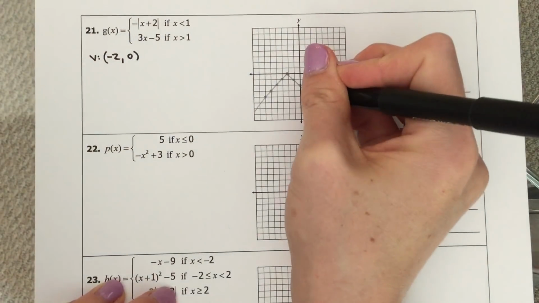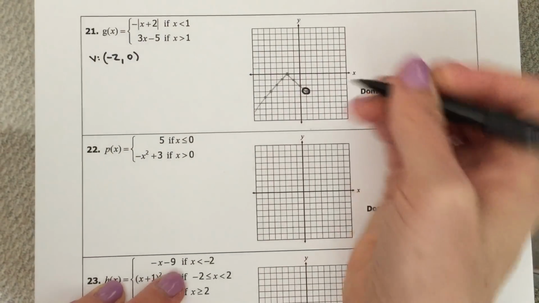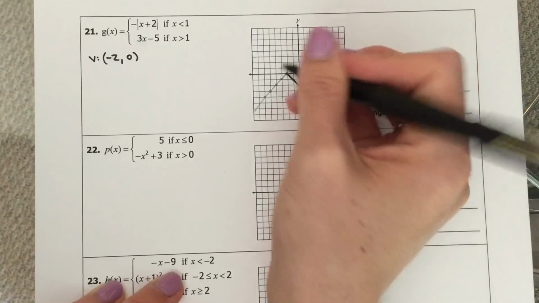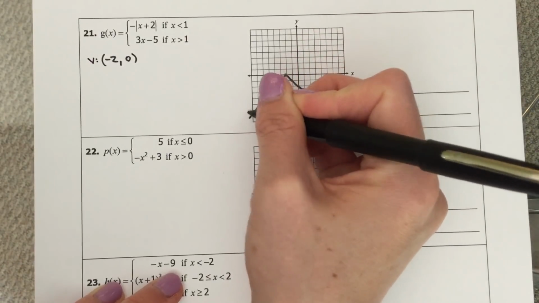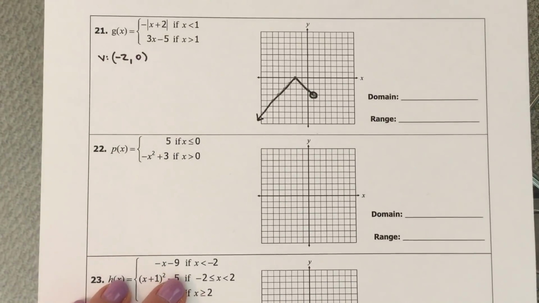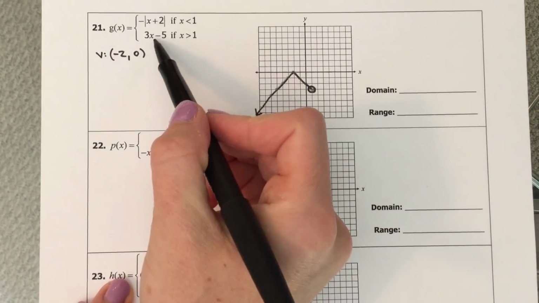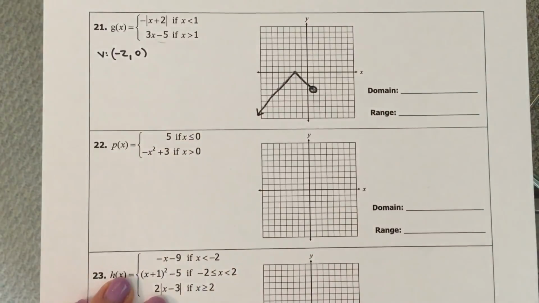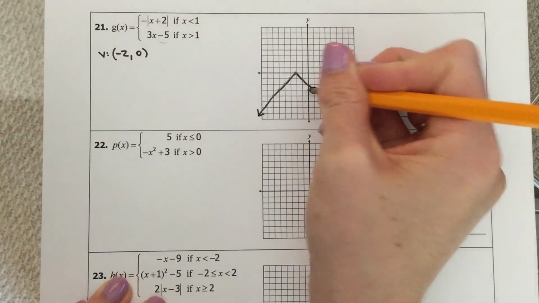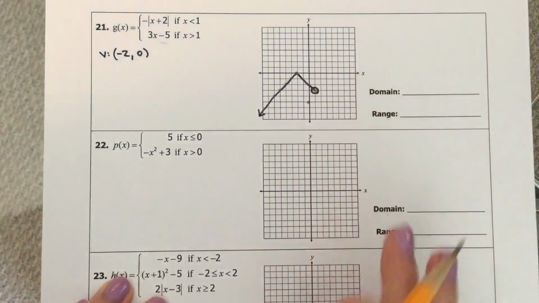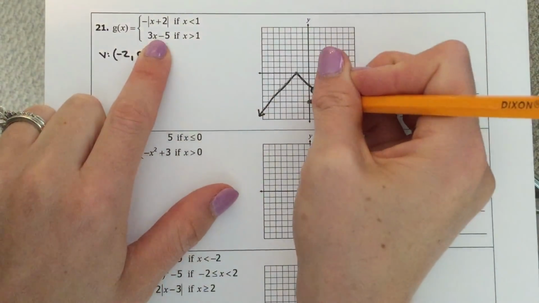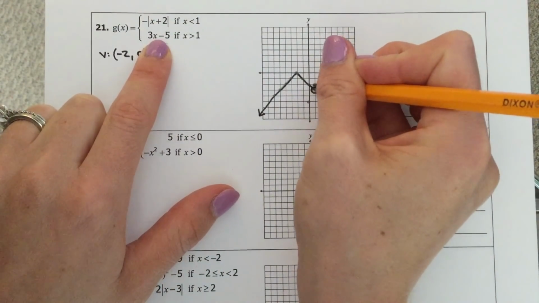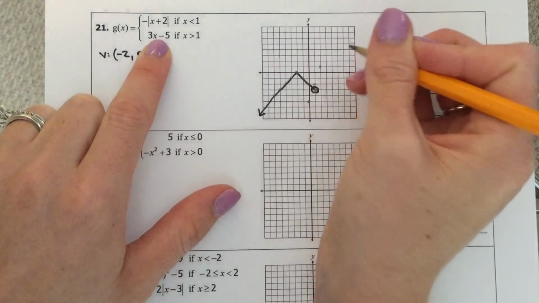So now let me sketch in what I have. So open circle, and then all of these values that are less than an x value of 1. So that's the first part, my absolute value graph. Second part is this linear graph. So I start with a y-intercept at -5. So I go down here. And then my slope is 3. So I'm going to go up 3 to the right 1, up 3 and to the right 1.